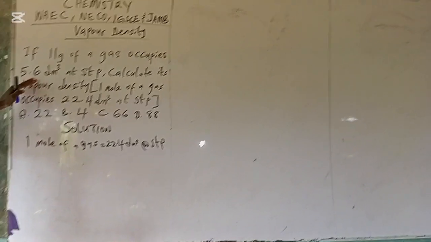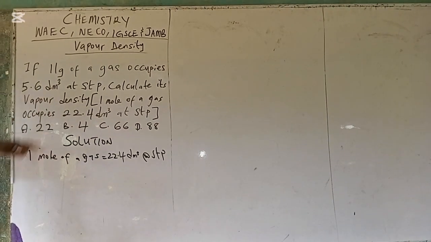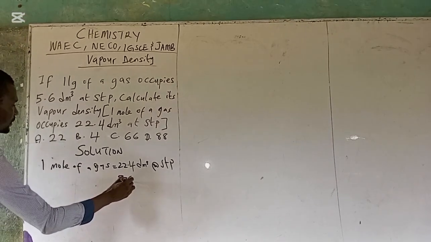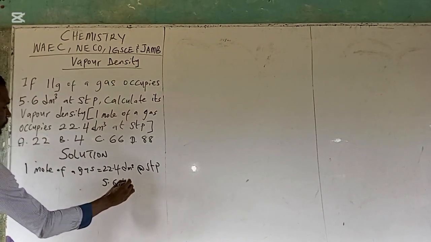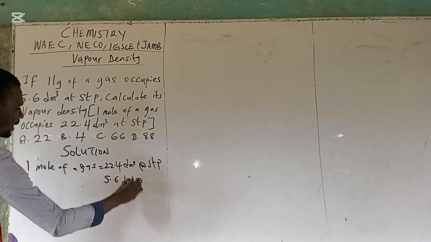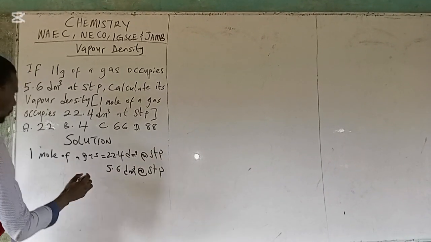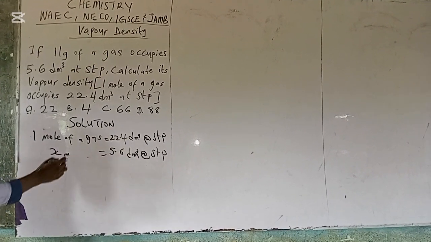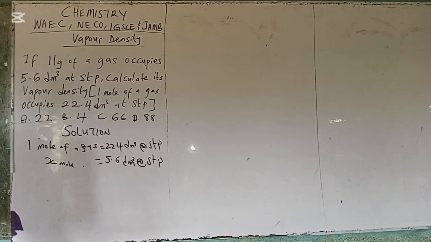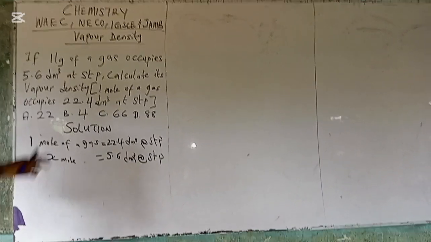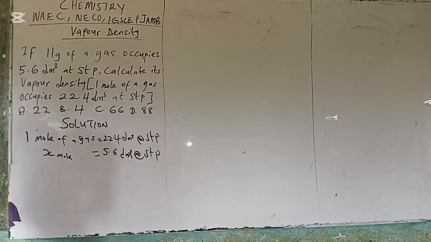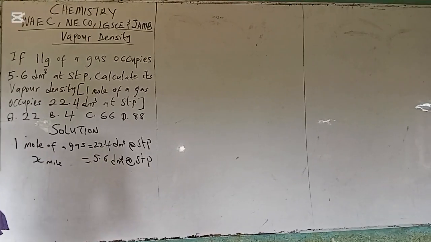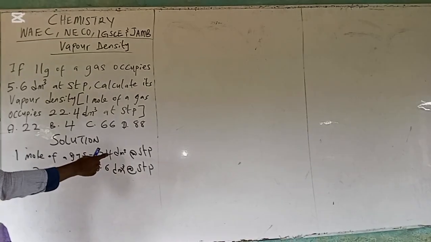Let's put dm³, this volume, under volume. We have 5.6 dm³ at STP. So we'll look at the number of moles here, x moles. So we are balancing it. We'll cross multiply. If you cross multiply, you have 5.6 times 1, and we have 22.4 times x.